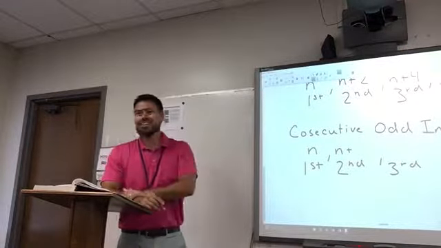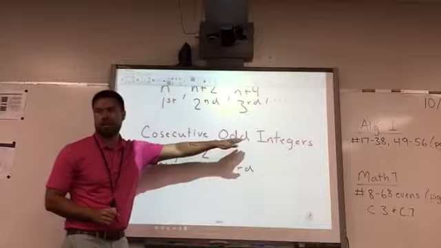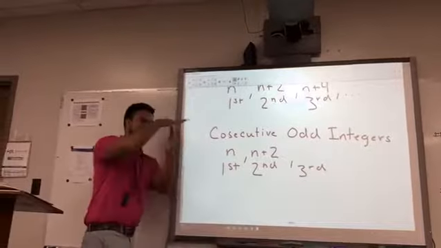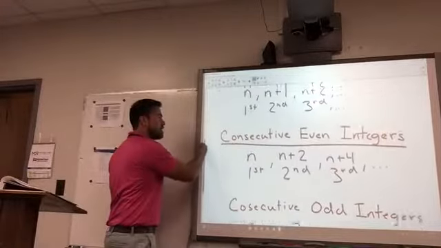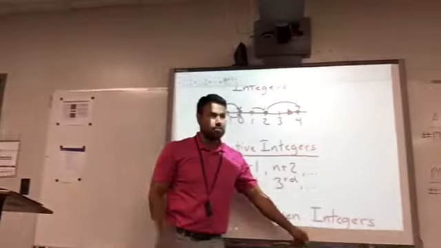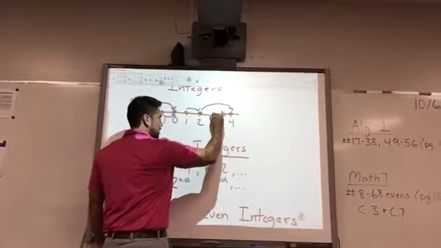Carson? N plus 2. N plus 2. Wait, Carson, we're talking about odd. Time out. Let's go back to the number line. Give me an odd integer, somebody. 3. Okay, so we'll start with this one.